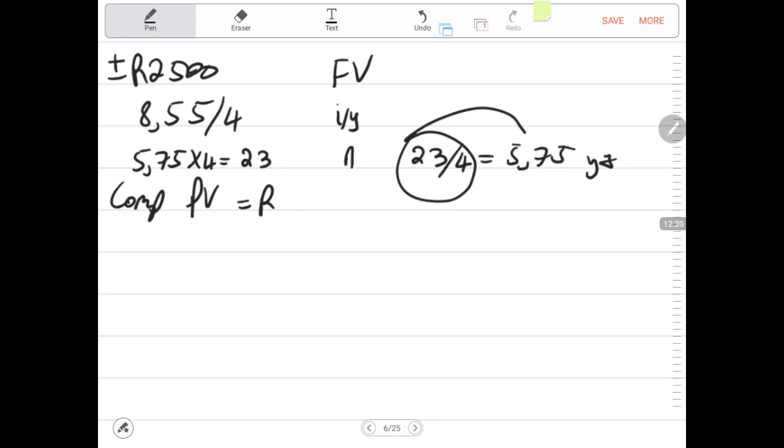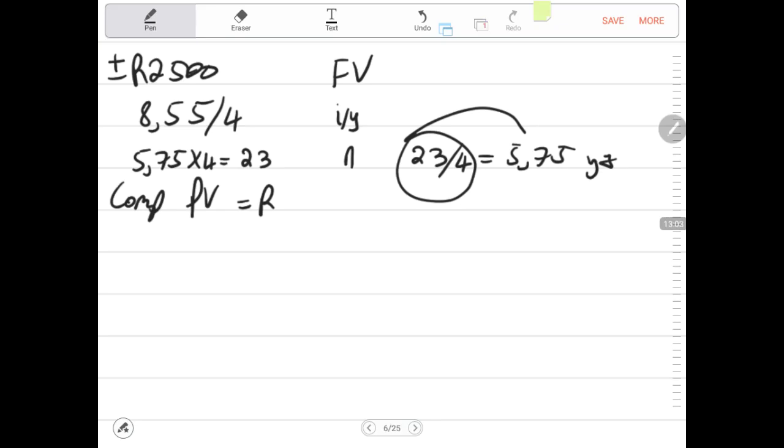You press n after. Then we say compute present value. Then our present value amount, you just recalculate that again. Plus minus 2500 is our future value. Then we say 8.55 divided by 4. Don't forget that is our I. Then you say 5.75 times 4 is our n, and you compute our present value.